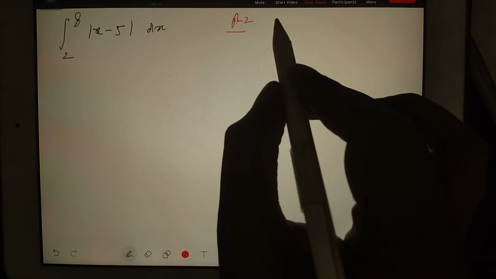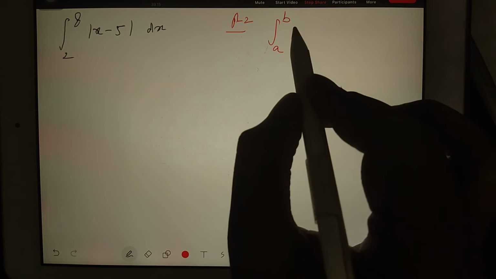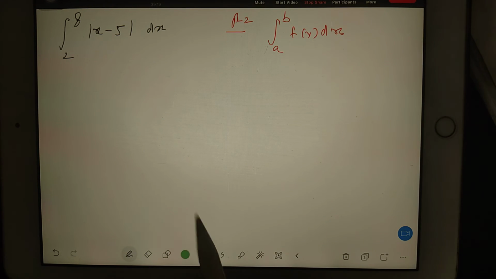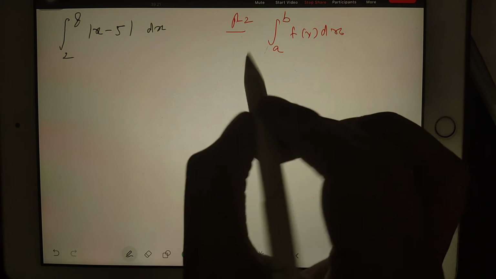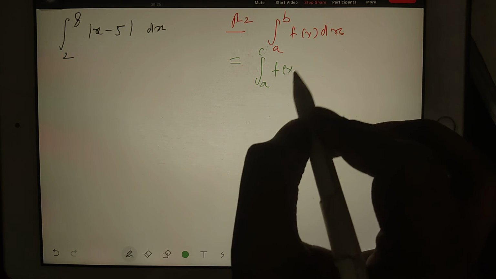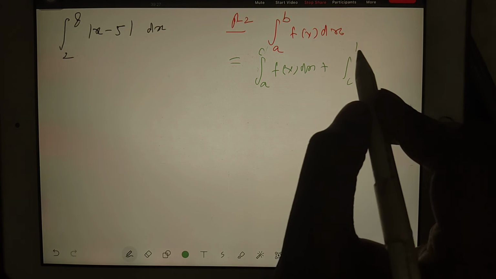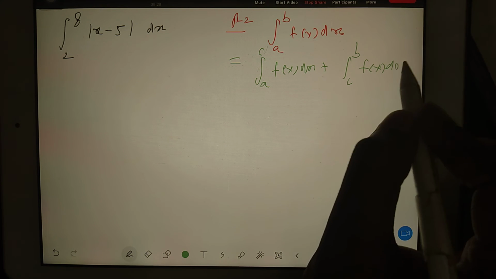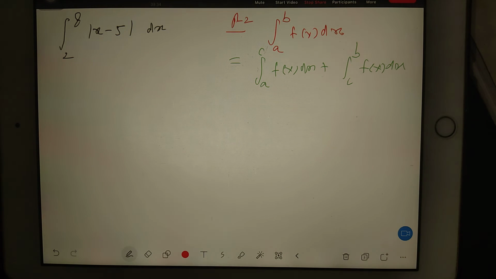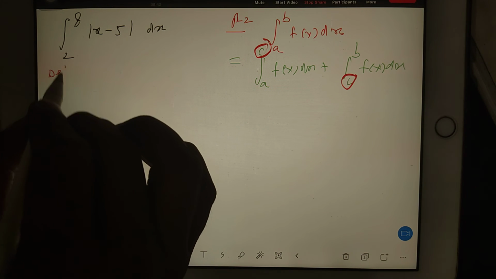Property 2 says if you have a to b limit and you have to integrate any function, and you are in need, you can break this as a to c, and then this f x you will integrate, then c to b, and then the same f x you will integrate. So same thing we are going to do with this. First, your job is to search for your c value. It means you have to define your function. So your first step is to define the function.